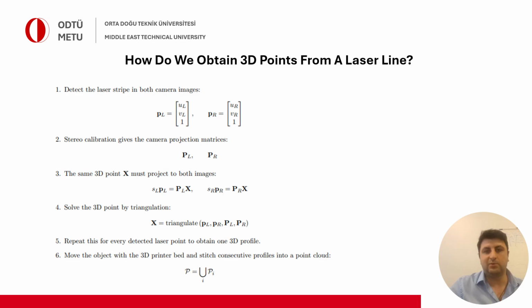A real 3D point must project consistently to both image points. Using these two views, I solve the 3D point by triangulation. Repeating this process for every detected laser point gives one 3D profile. Then, as the object moves on the 3D printer bed, consecutive profiles are stitched into a complete point cloud.